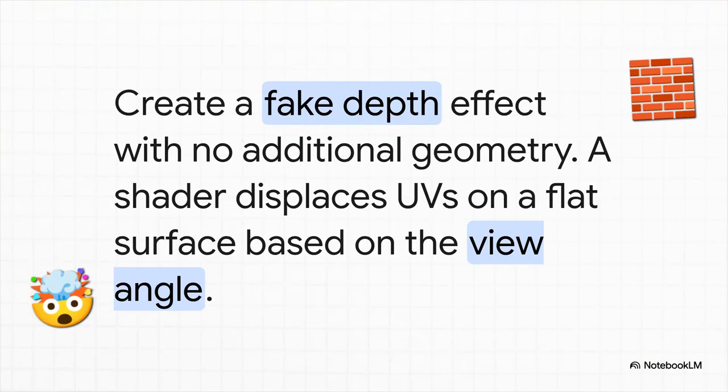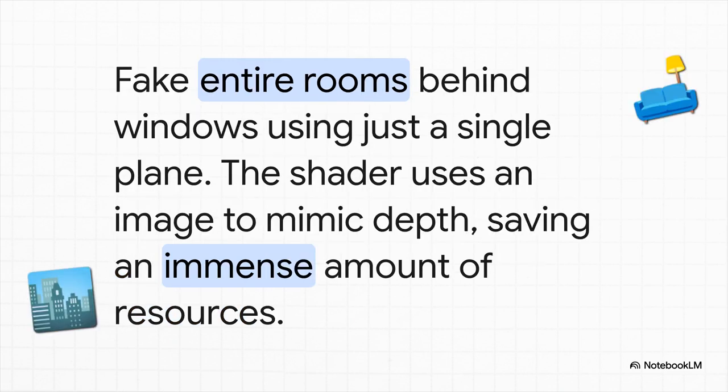So this brick wall, it looks like it has real physical depth, right? Like you could run your hand over it. But nope, it's a completely flat surface. The shader is using a trick called parallax mapping. It cleverly shifts the texture around based on your viewing angle, creating this really powerful illusion of depth without adding a single extra polygon. Or you can take that idea even further with interior mapping.